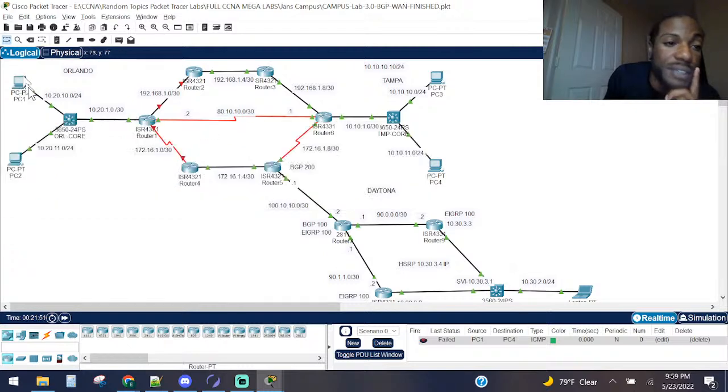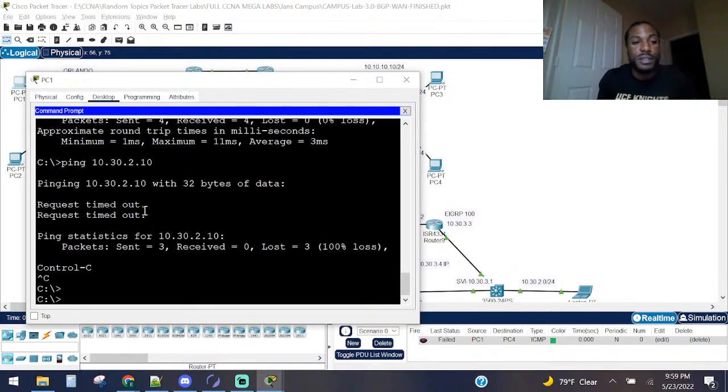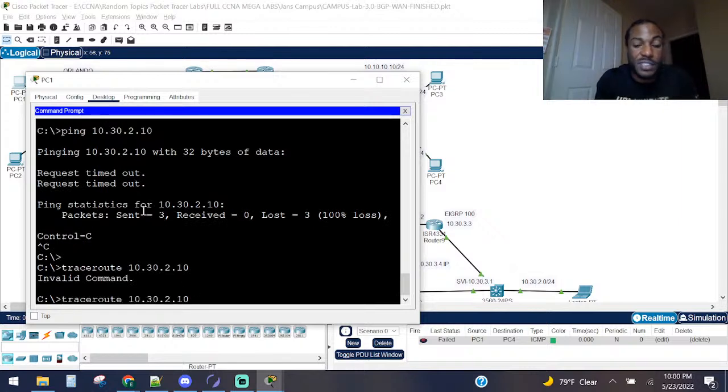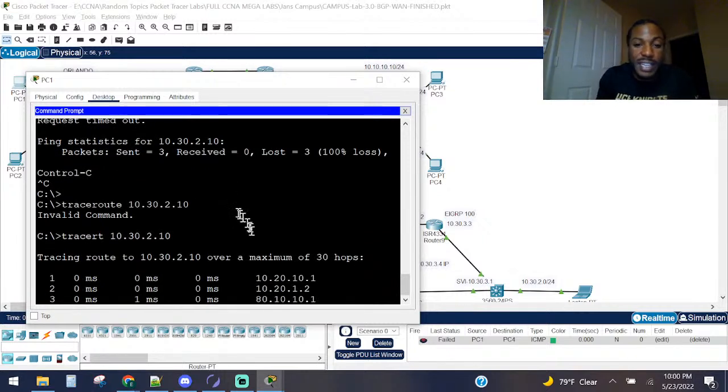Let's try and do a trace route and see where it dies, right? Let's do that one more time. Trace route. Is it traceroute or tracert? I believe it's tracert on the PC, right? Tracert 10.30.2.10. That's wrong. Now I'm mixing them two up. Traceroute is on the Cisco IOS, right? So now we do a trace route, see where it dies.